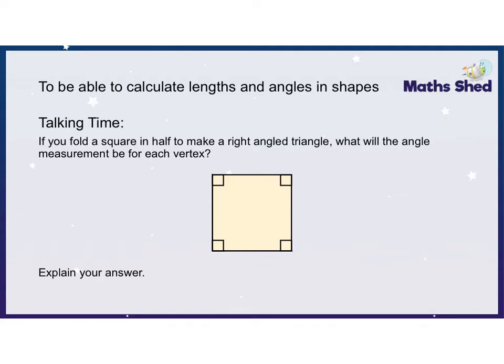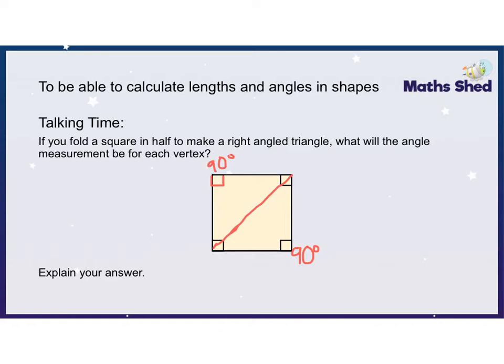All right, we already know that each vertex is a right angle, so each vertex is worth 90 degrees. It says here, if you fold a square in half to make a right-angled triangle, what will the angle measurement be for each vertex? So if I folded, just going to draw a line through here, not a very straight line, I'm afraid. I've made what we call a right-angled triangle because it has one right angle here. So I know that that angle is worth 90 degrees.